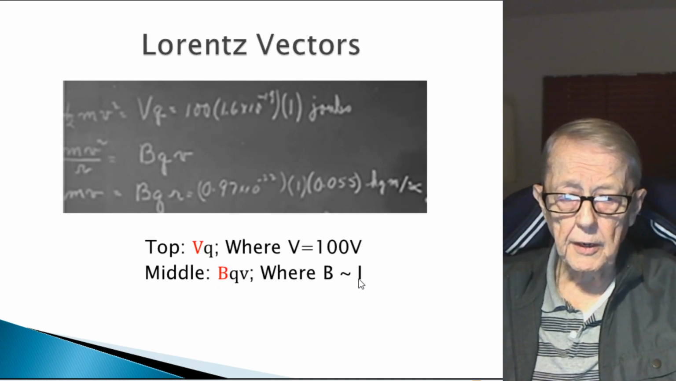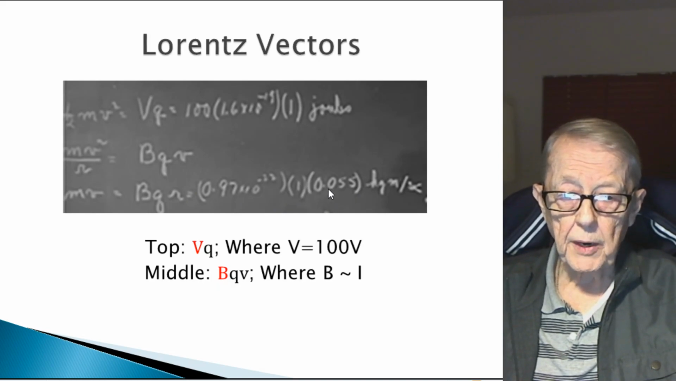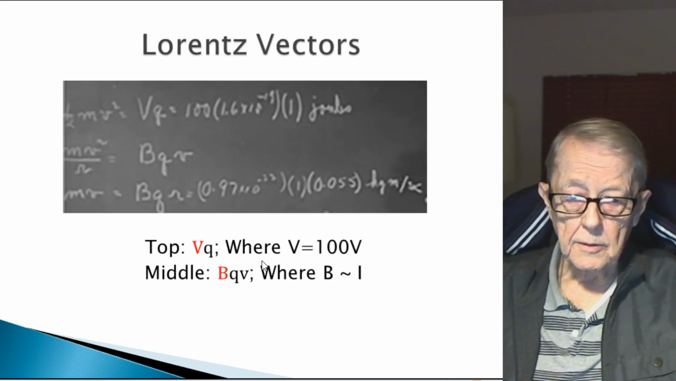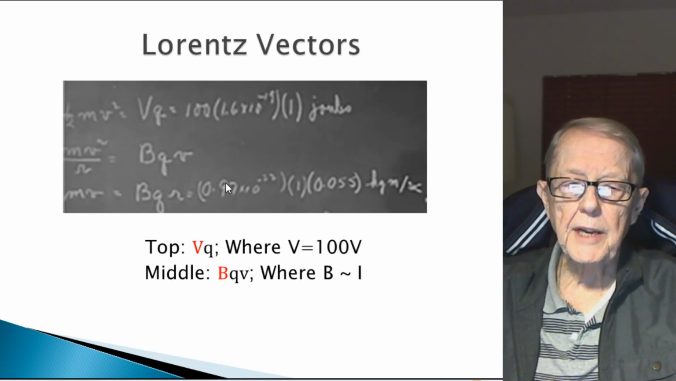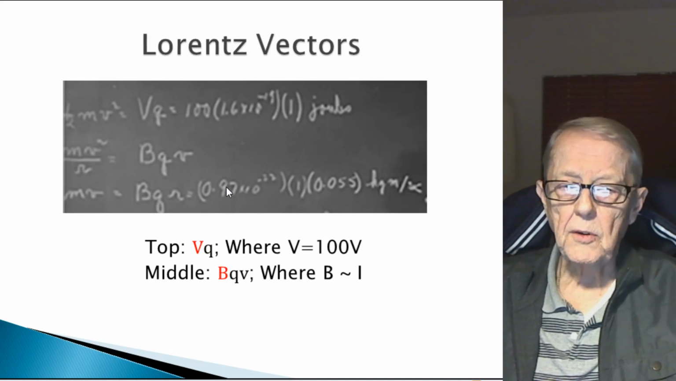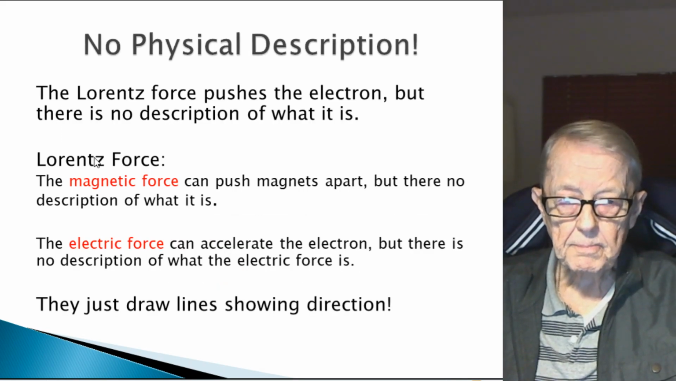The current they read, they don't show the current here. They use the current to look up on a chart to find the magnetic field, and that's the magnetic field. And this includes the charge. Anyway, do the math. You get the mass of the electron, and you get its velocity.